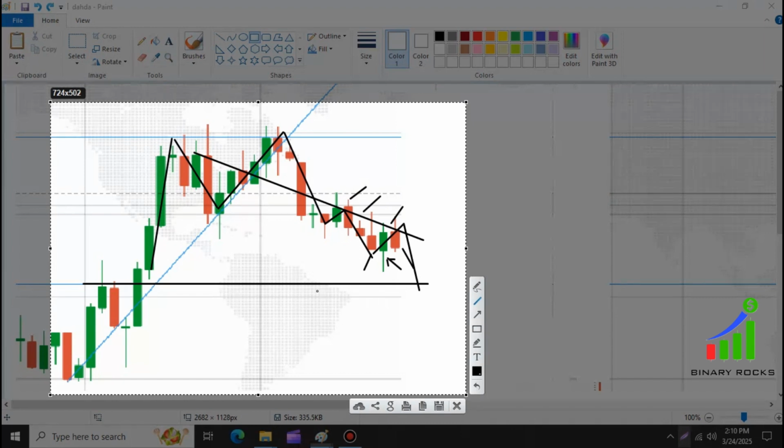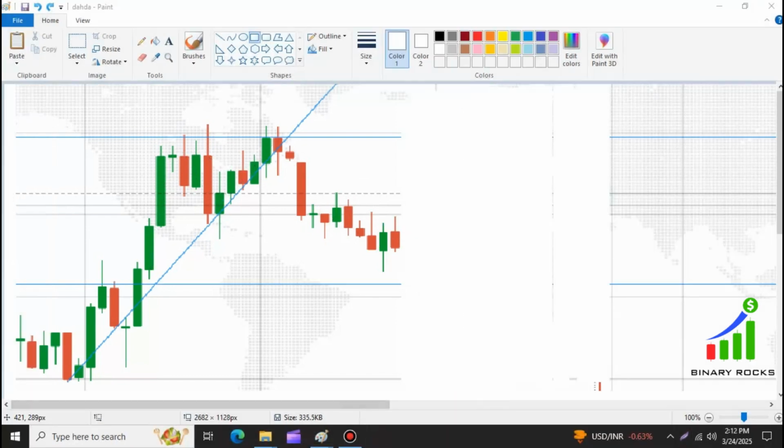So you should check all these points. Where is our next target? And whether we have a trend line which is broken out or not. You should check all these points. Okay, so easily you can go with sellers again. Okay.